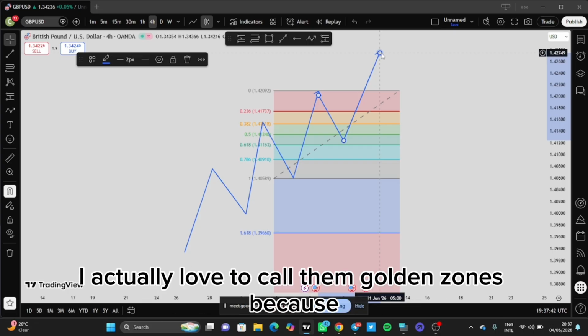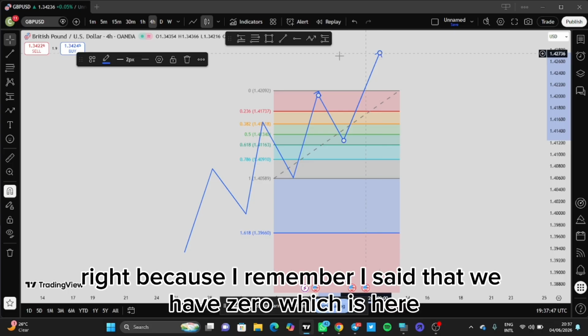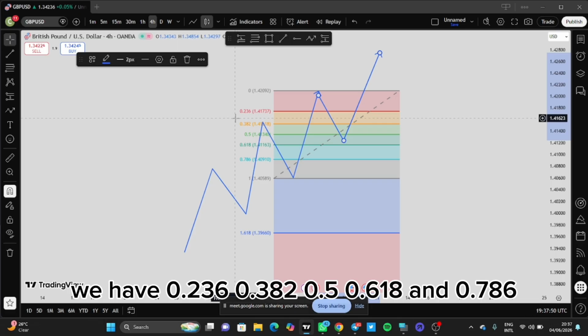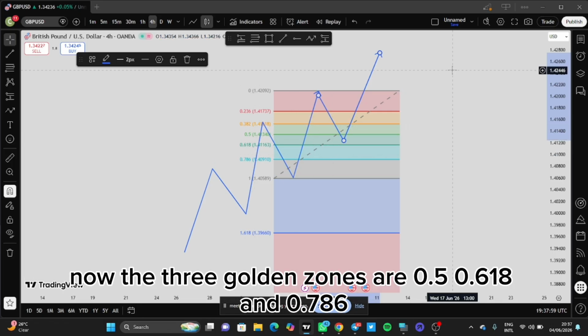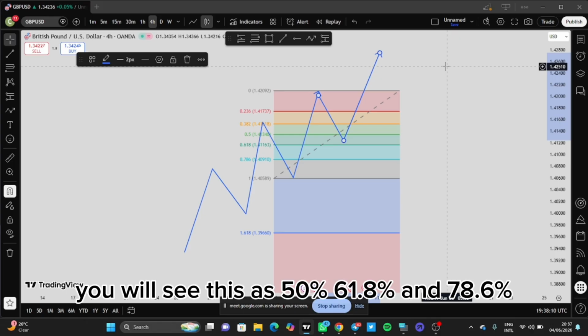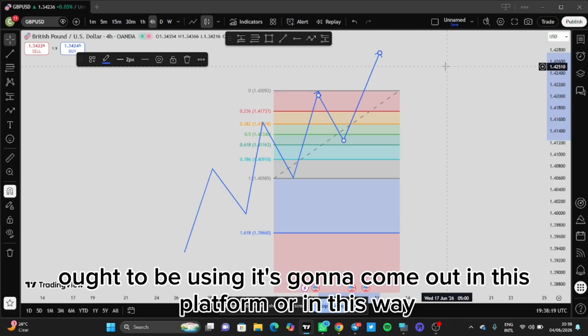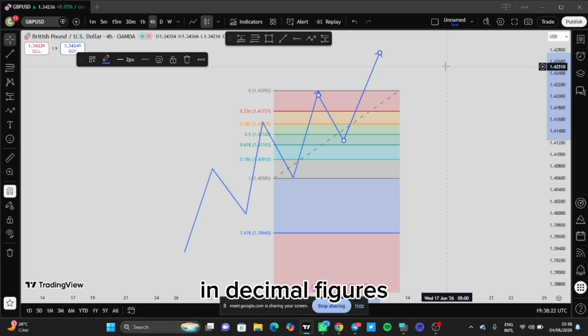I actually love to call them golden zones because these 3 zones, or 3 numbers, are very important, right? Because remember, I have 0, which is here. You have 0.236, 0.382, 0.5, 0.618, and 0.786. Now, the 3 golden zones are 0.5, 0.618, and 0.786. Now, if you go to your MT5 platform, you will see this as 50%, 61.8%, and 78.6%. But if you are using the TradingView platform, which you ought to be using, it's going to come out in this way, in decimal figures.